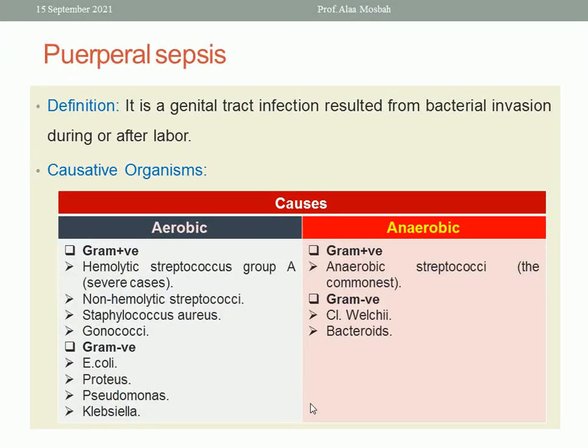Puerperal sepsis is defined as a genital tract infection resulting from bacterial invasion during or after labor, and the causative organism may be aerobic or anaerobic, gram-positive or gram-negative, like hemolytic streptococci, or gram-negative like E. coli, Proteus, or Klebsiella, or anaerobic like anaerobic streptococci, or gram-negative anaerobic like Clostridium welchii and Bacteroides.